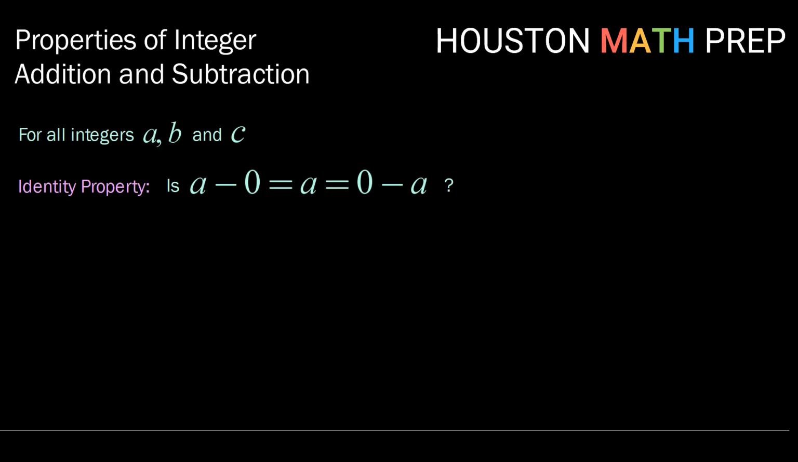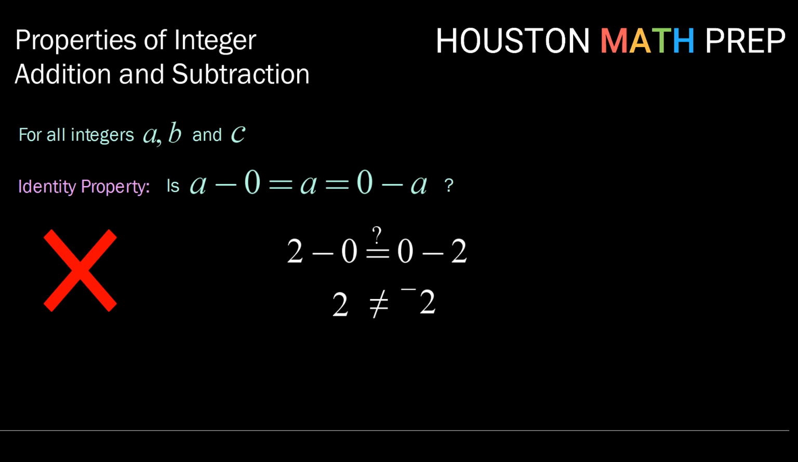Finally, let's check out the identity property. Is a minus 0 equal to a also equal to 0 minus a for every integer? Well, let's pick an integer. How about 2? Let's see if 2 minus 0 is equal to 0 minus 2. Well, 2 minus 0 is 2, but 0 minus 2 is negative 2, and 2 is not equal to negative 2. Therefore, the identity property does not apply to integer subtraction.